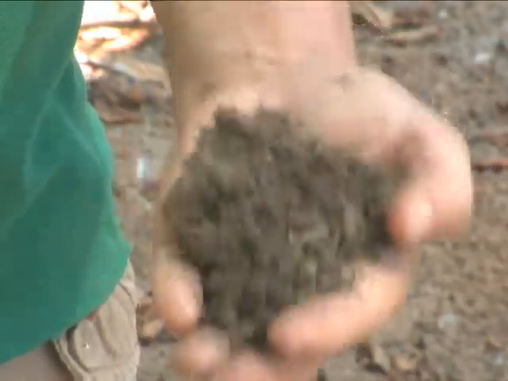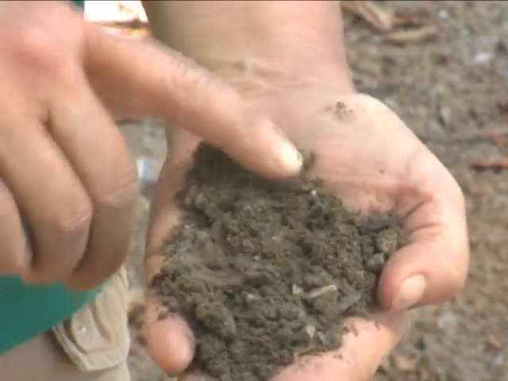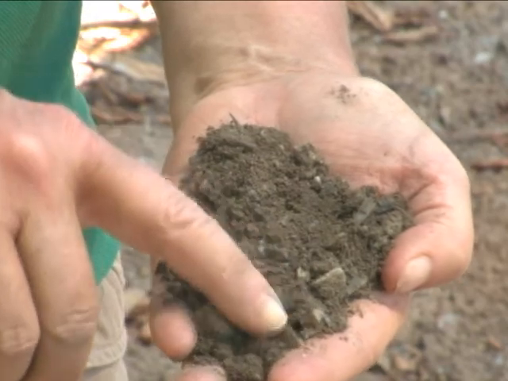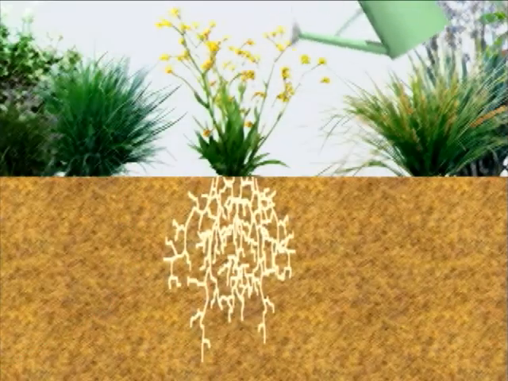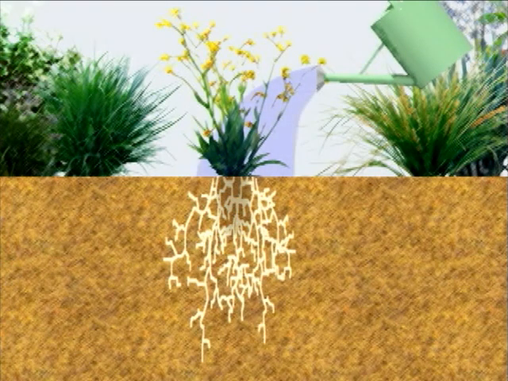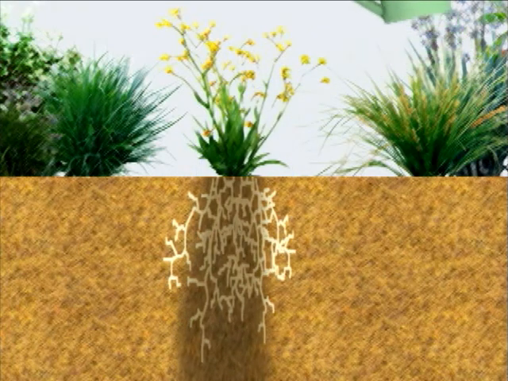Let's look at a sample of soil from a different garden. When you moisten it and form a fist test, you can see how easily it breaks up when you poke it with your finger. As we can see from this diagram, when you add water to sandy soil, it moves quickly downwards. Unlike clay soil, it does not spread out much as it drains.